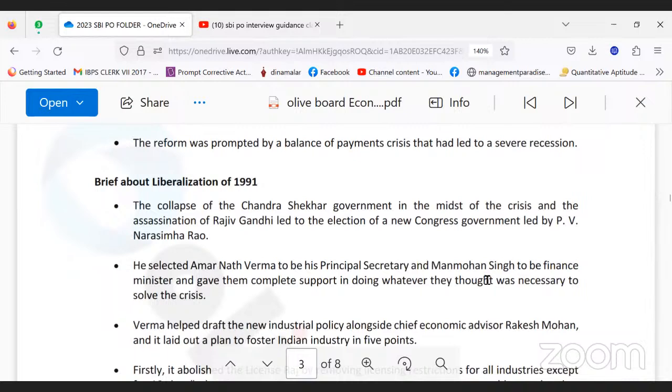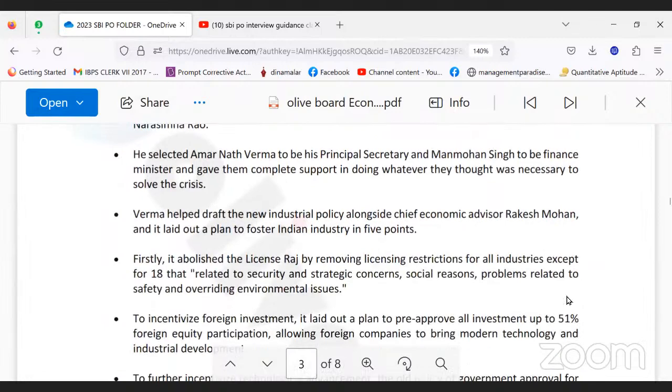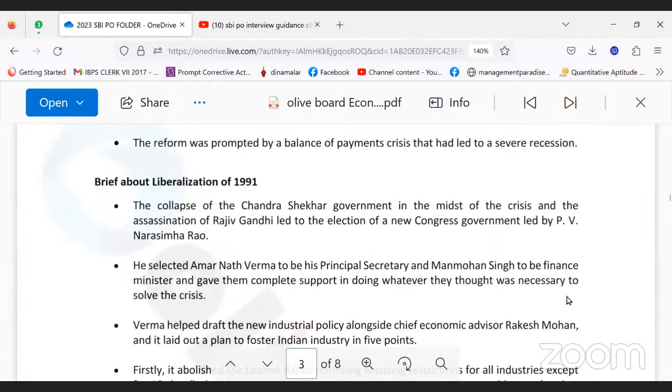Now, a brief about liberalization. Please read. The collapse of the Chandrasekhar government in the midst of the crisis and the assassination of Rajiv Gandhi led to the election of a new Congress government led by P.V. Narasimha Rao. He selected Amarnath Verma to be his principal secretary and Manmohan Singh to be finance minister and gave them complete support in doing whatever they thought was necessary to solve the crisis.